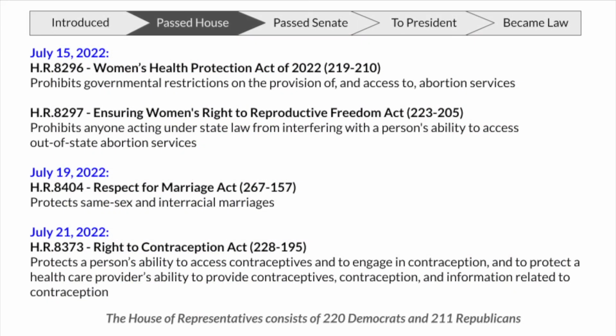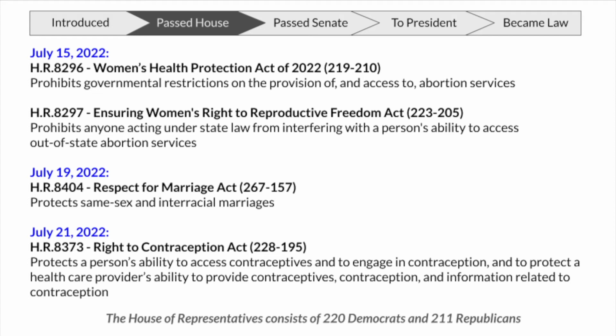In response to Dobbs, the House of Representatives has moved to pass legislation to protect specific rights in federal law. Once codified, these rights will be protected even if the Supreme Court decides that the Constitution's 14th Amendment cannot be relied on to grant these rights.